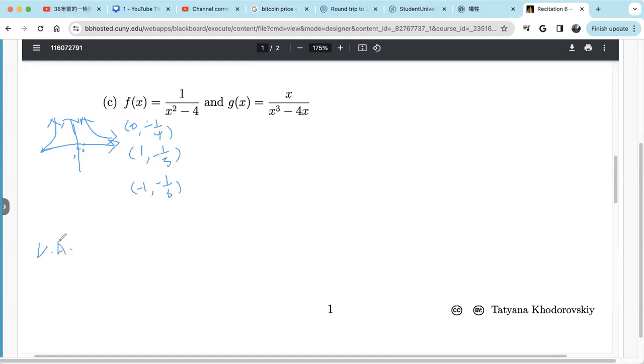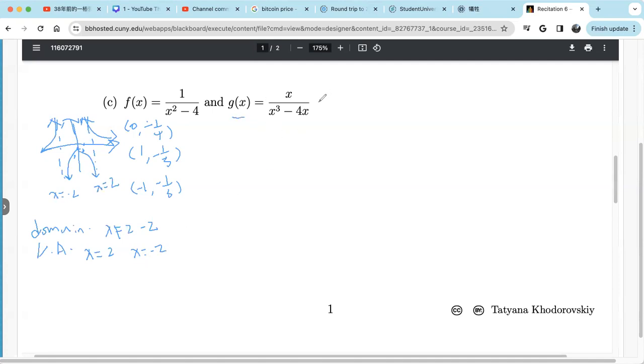Okay, let's write down the domain first. The domain is x not equal to 2 or -2, right? Vertical asymptotes at 2 and -2. So we have a vertical asymptote here at x equals -2, and somewhere here at x equals 2. So the graph goes as a downward parabola because it cannot go beyond the vertical asymptotes. So we have this graph.